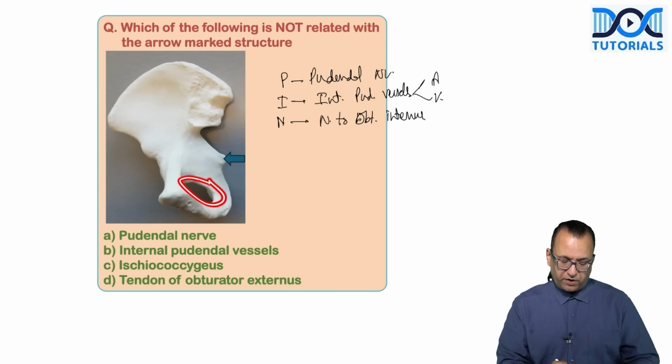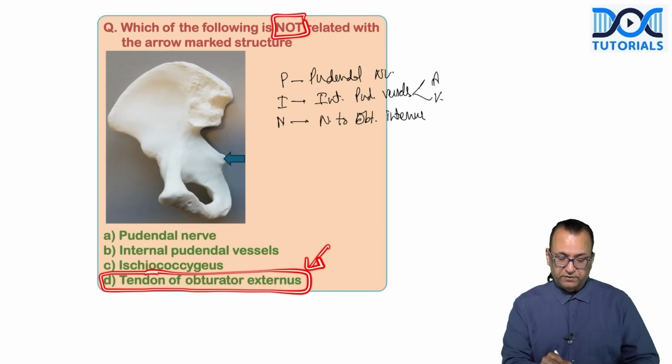Then this is obturator foramen. From the obturator foramen on the inside is obturator internus. The tendon will go like this, and it is also related to ischial spine, but not the externus. The obturator externus is on the outside and it attaches to femur like other muscles, but it is not related to ischial spine. That is why tendon of obturator externus is not related. That will be our answer.